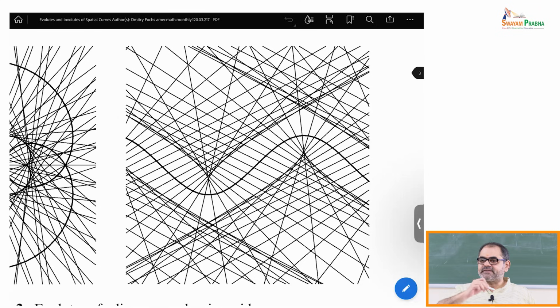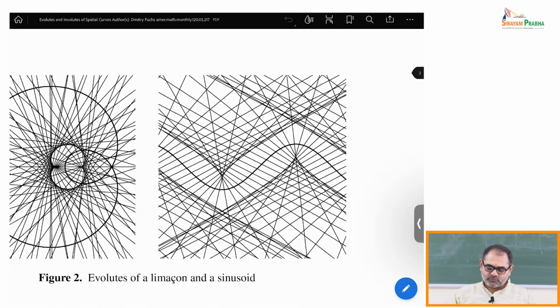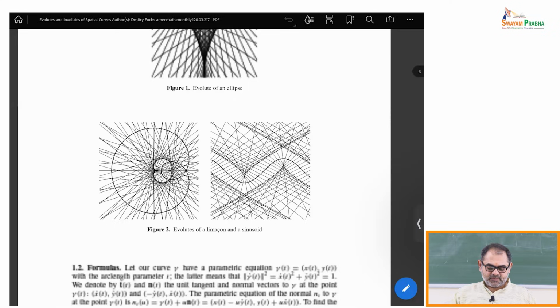So this is the usual sine curve. For the sine curve, if you draw the normals and look at it carefully, you get these things which are the evolutes. By drawing sufficiently close normals, you can see the evolutes. So there are such nice pictures. You can go through this paper also.